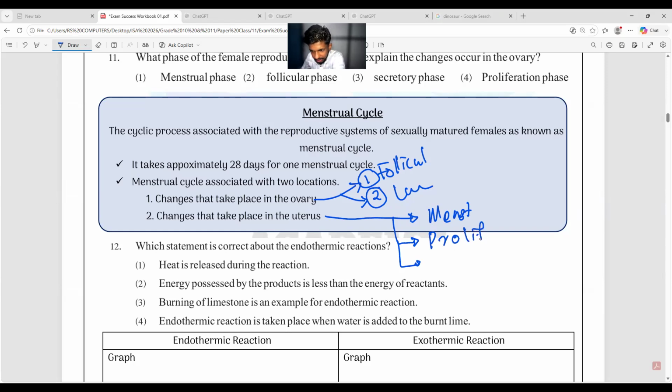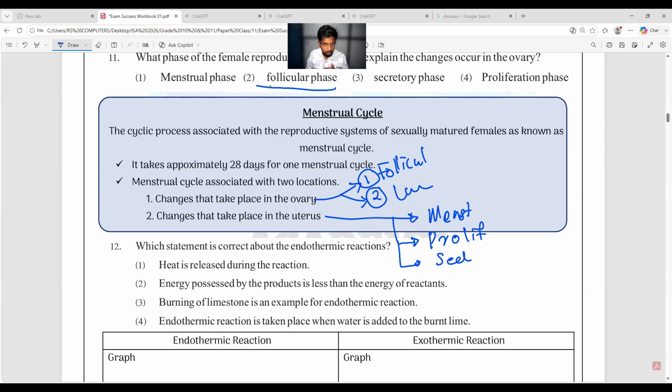Proliferation phase and secretory phase. Note down this one. Within the paper itself, we can mark those things. Changes happening in the ovary can be divided into 2 steps. Changes happening in the uterus can be divided into 3 steps. Okay. Now the answer will be the second one.